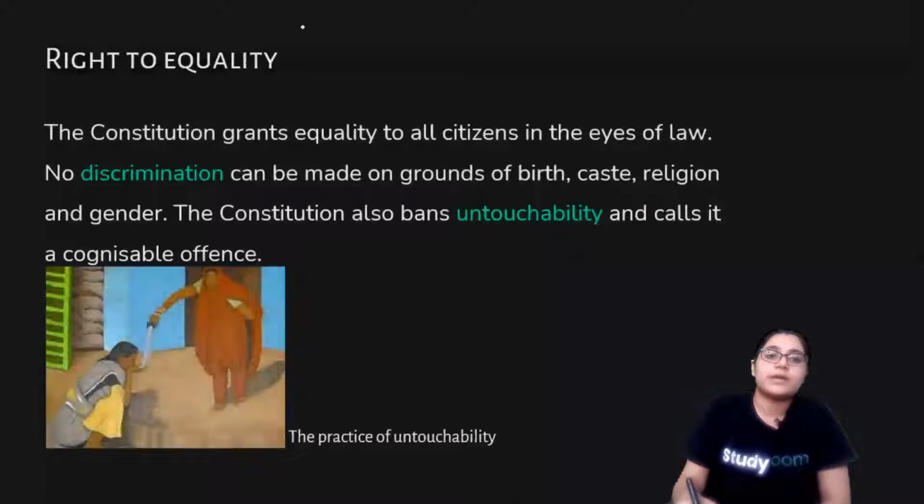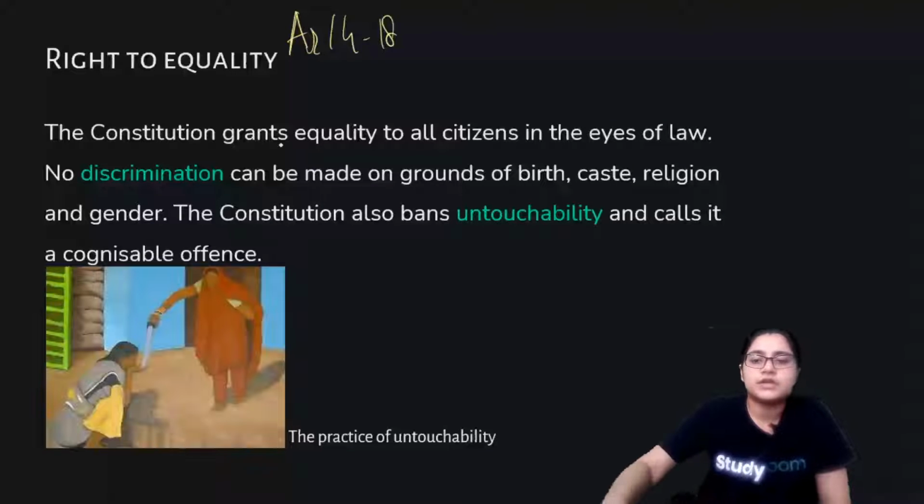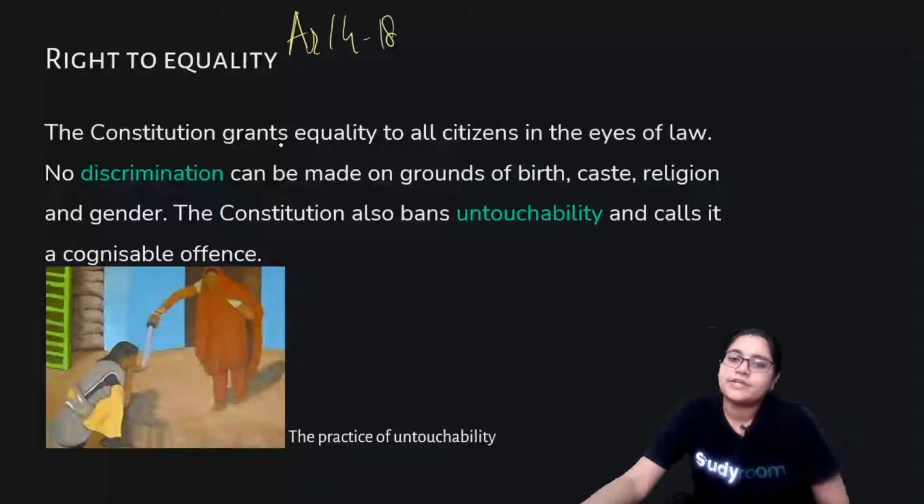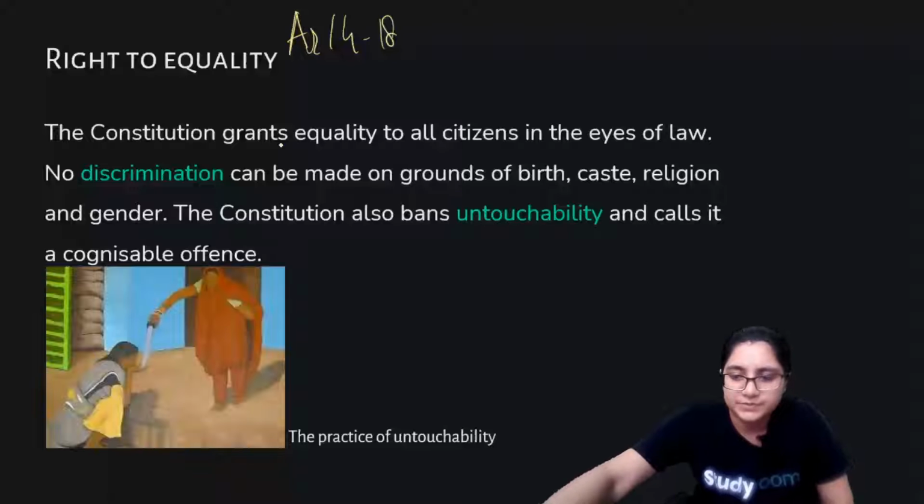Now we have the right to equality, Articles 14 to 18. The Constitution grants equality to all citizens in the eyes of law. No discrimination can be made on the grounds of birth, caste, religion and gender. The Constitution also bans untouchability and calls it a cognizable offence.